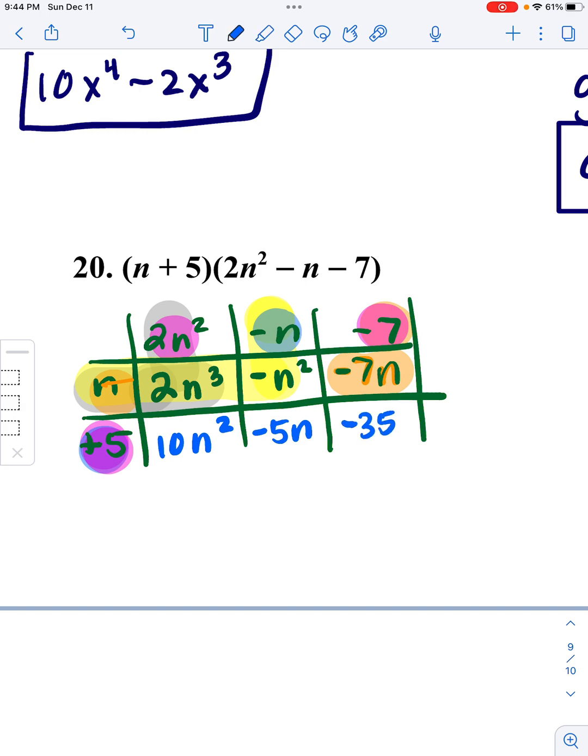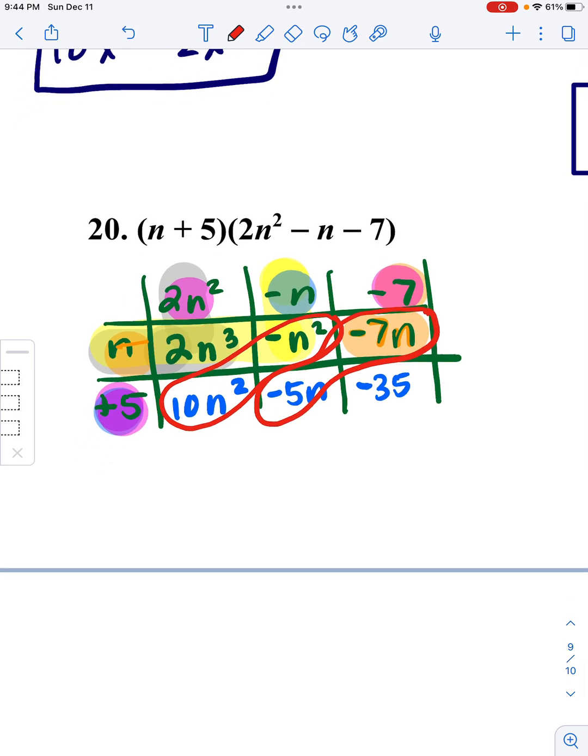Now, if you do this correctly, you want to be able to see that these diagonals are the same power. It'll make it easy to combine like terms. So I start up here in the top left, 2n to the third. In the second diagonal here, 10n squared minus 1n squared will be a 9n squared. Then here, these are alike. Negative 5n minus 7 more n is negative 12n.